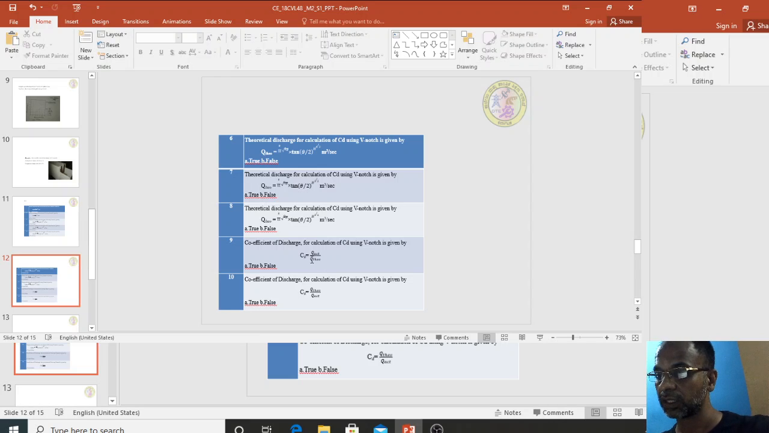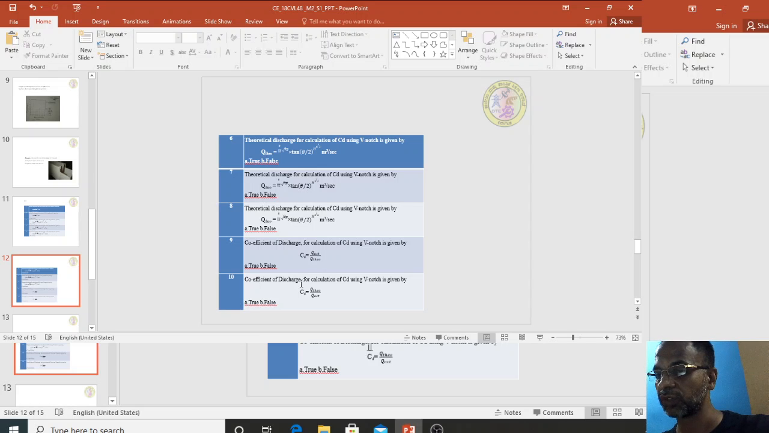If actual discharge is equal to theoretical discharge, then Cd value will be 1. If actual discharge is more than theoretical discharge, then Cd value is greater than 1. If actual discharge is less than theoretical discharge, Cd value is less than 1. In the present example, you can see actual discharge is less than the theoretical discharge by 25%. Therefore, we got Cd value in and around 0.75.